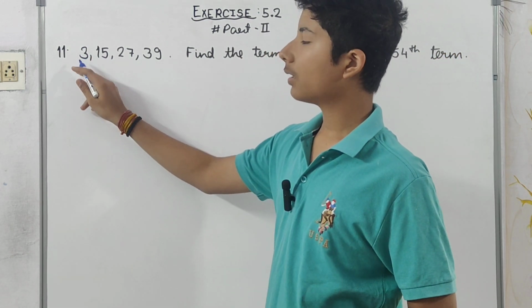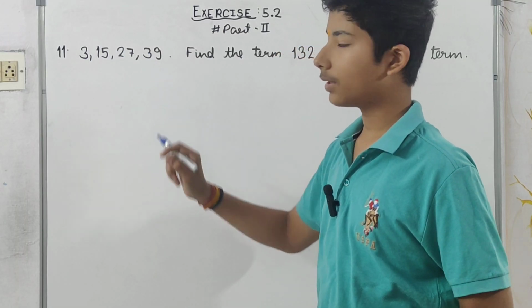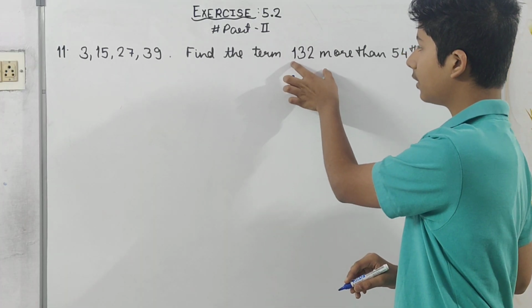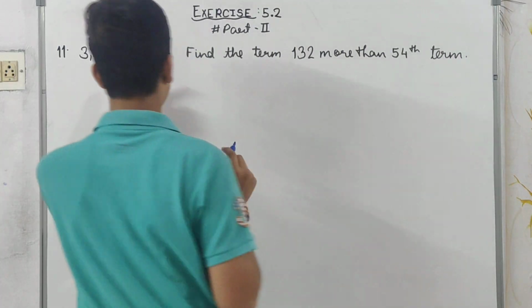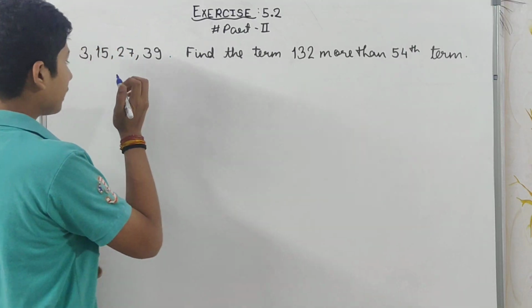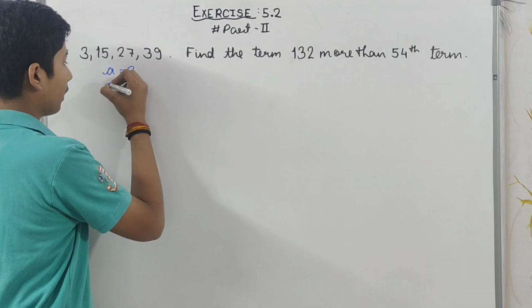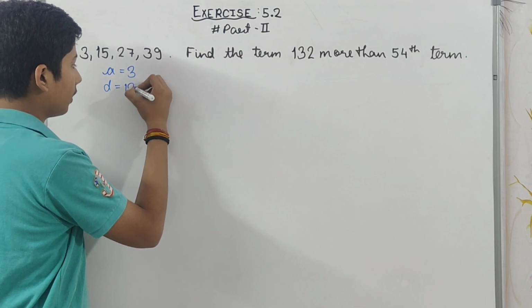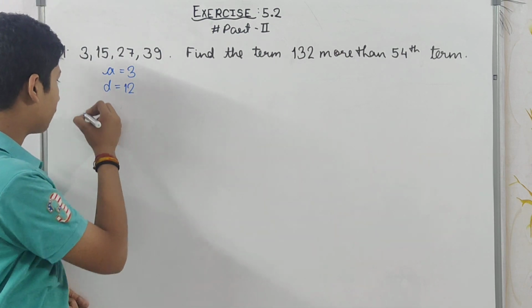Here the arithmetic progression is given: 3, 15, 27, 39, and we have to find the term which is 132 more than the 54th term. Firstly, we'll find the basic things we need. a is 3, d is 15 minus 3, which is 12. Then we have to find the 54th term.